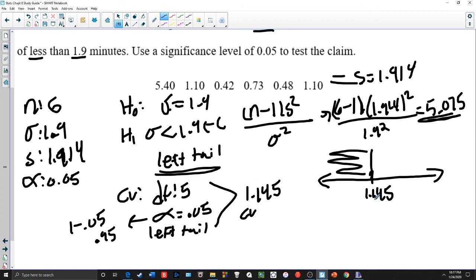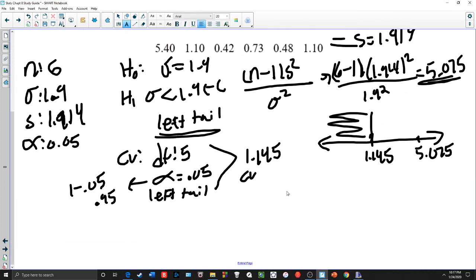5.075 is going to be bigger than this number, right? So it's going to be to the right. Bigger numbers are always to the right of other values. So it's going to be somewhere right here, 5.075. So again, the test stat is always plotted last. That way you can figure out what zone it lands in. So this is in the fail to reject zone. So that's exactly what I'm going to say.